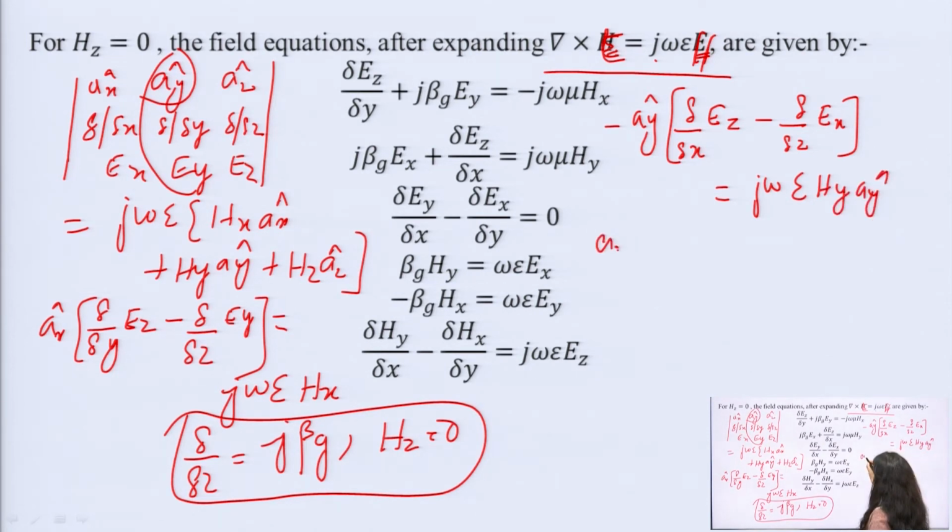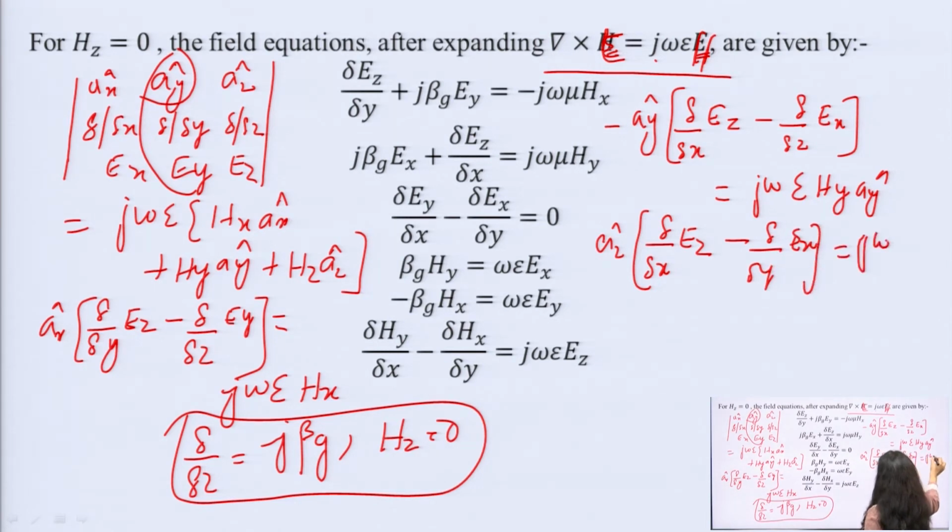Then the az component: del upon del x of Ey minus del upon del y of Ex. Now again substituting del upon del z is equal to minus j beta g and Hz equal to 0, we will have these six equations with us.